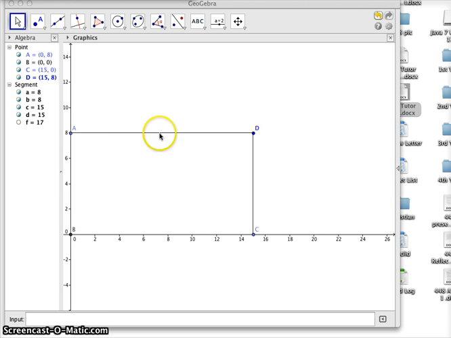And GeoGebra is a lot cleaner than using the little chalkboard or writing it up. And the nice thing is it gives you the distances of the segments. So we can see that our measurements are right so far. We have two, I guess, legs or sides of 8 and two sides of 15.